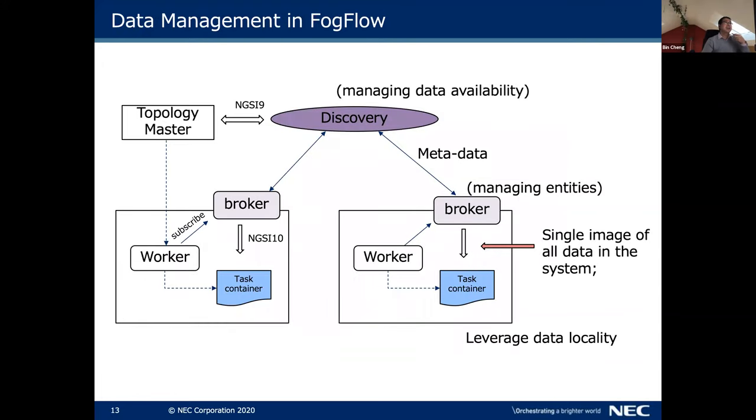In terms of data management in FogFlow, as mentioned before, for each edge node there is a broker to manage the local entity data, which represents some state of a device or represents the entire IoT device. And then the central discovery just indexes the availability of all this data. One unique thing is that we follow a standardized data model, from the context of FIWARE, the European community for IoT systems.